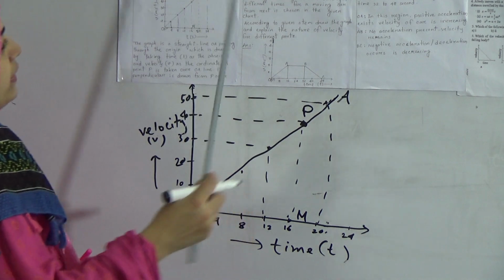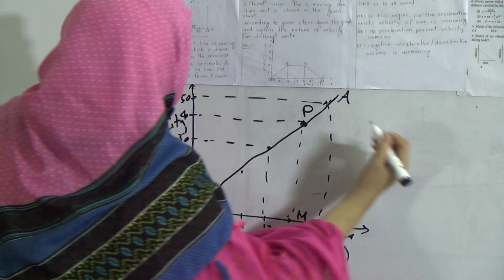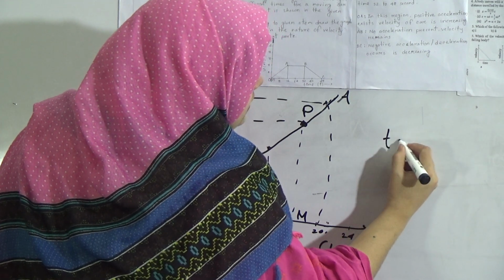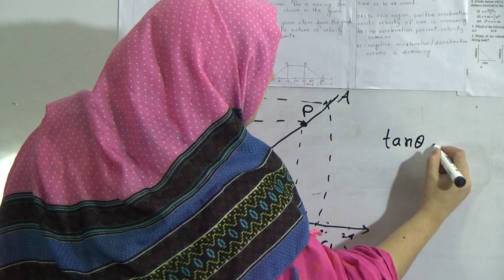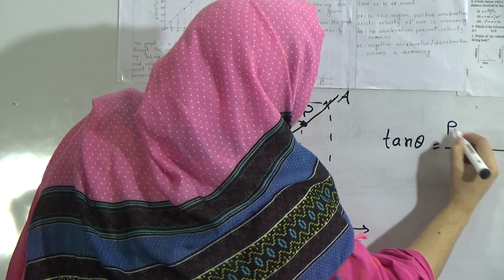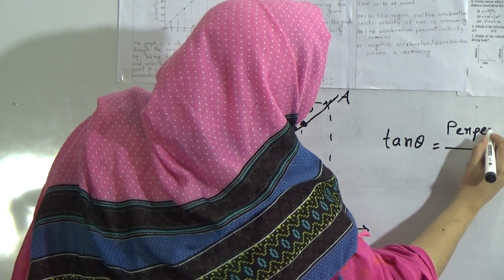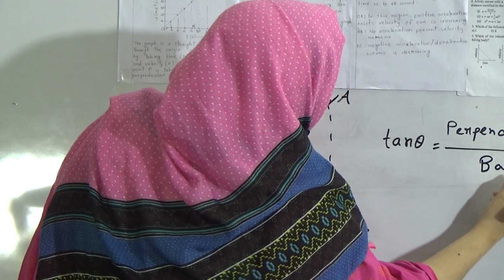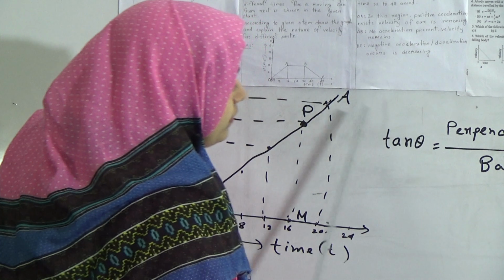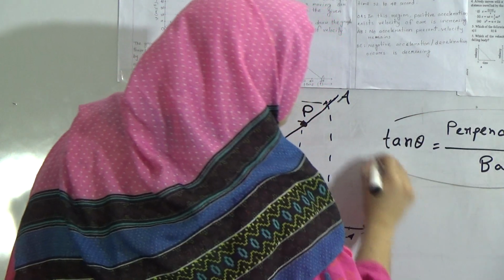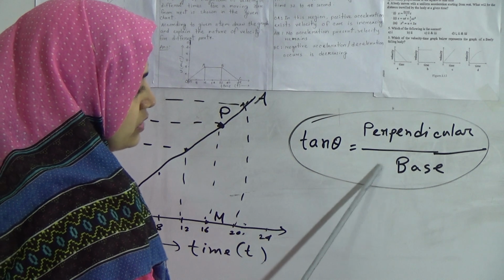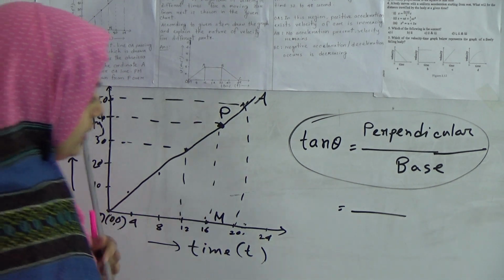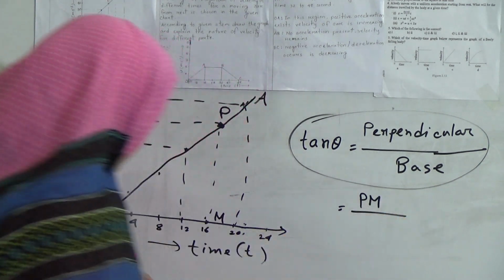My dear students, now we have to find out the slope. The slope of the graph is tan theta. Tan theta equals perpendicular divided by base. Memorize this properly, my dear students. Tan theta equals perpendicular divided by base. Here the perpendicular is PM, and the base is OM.